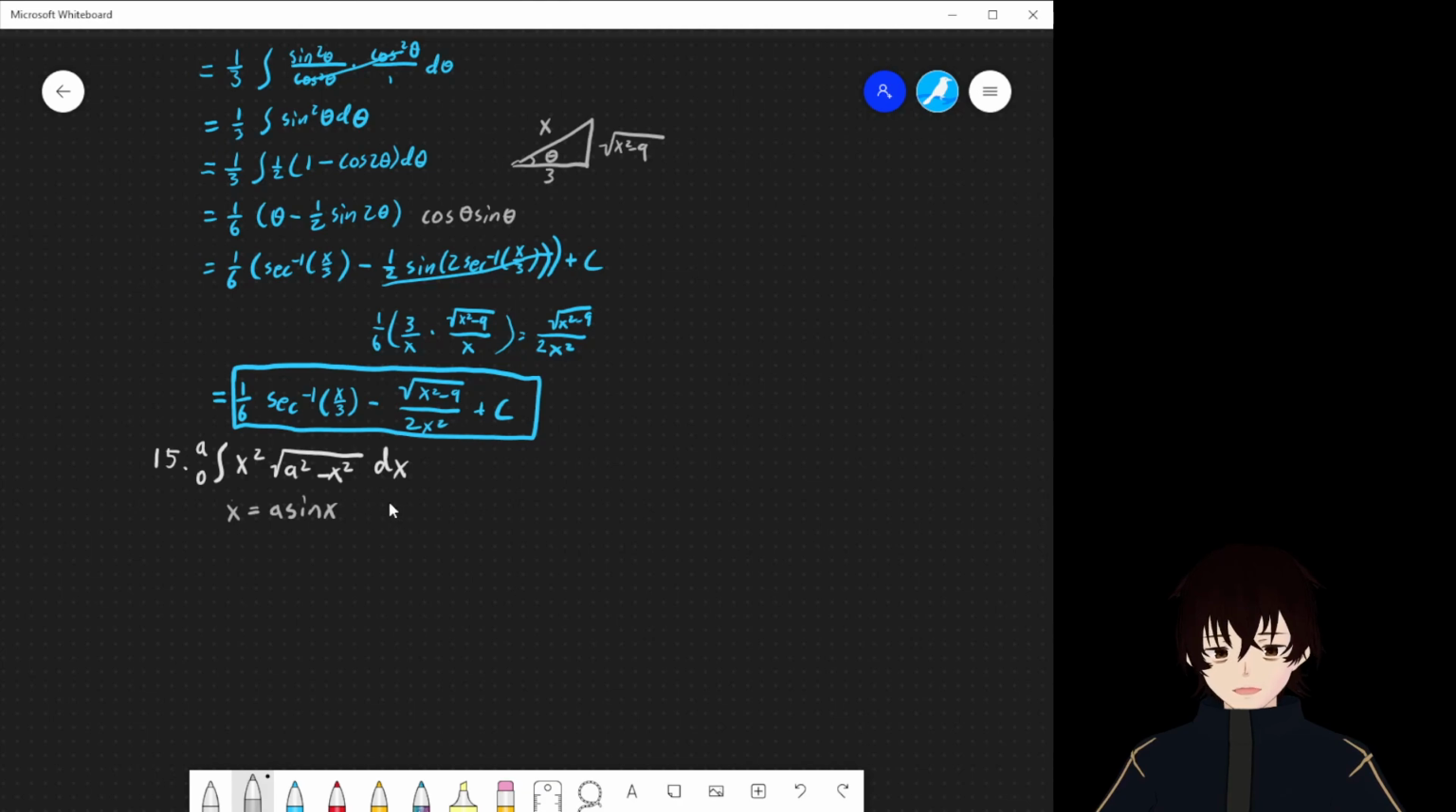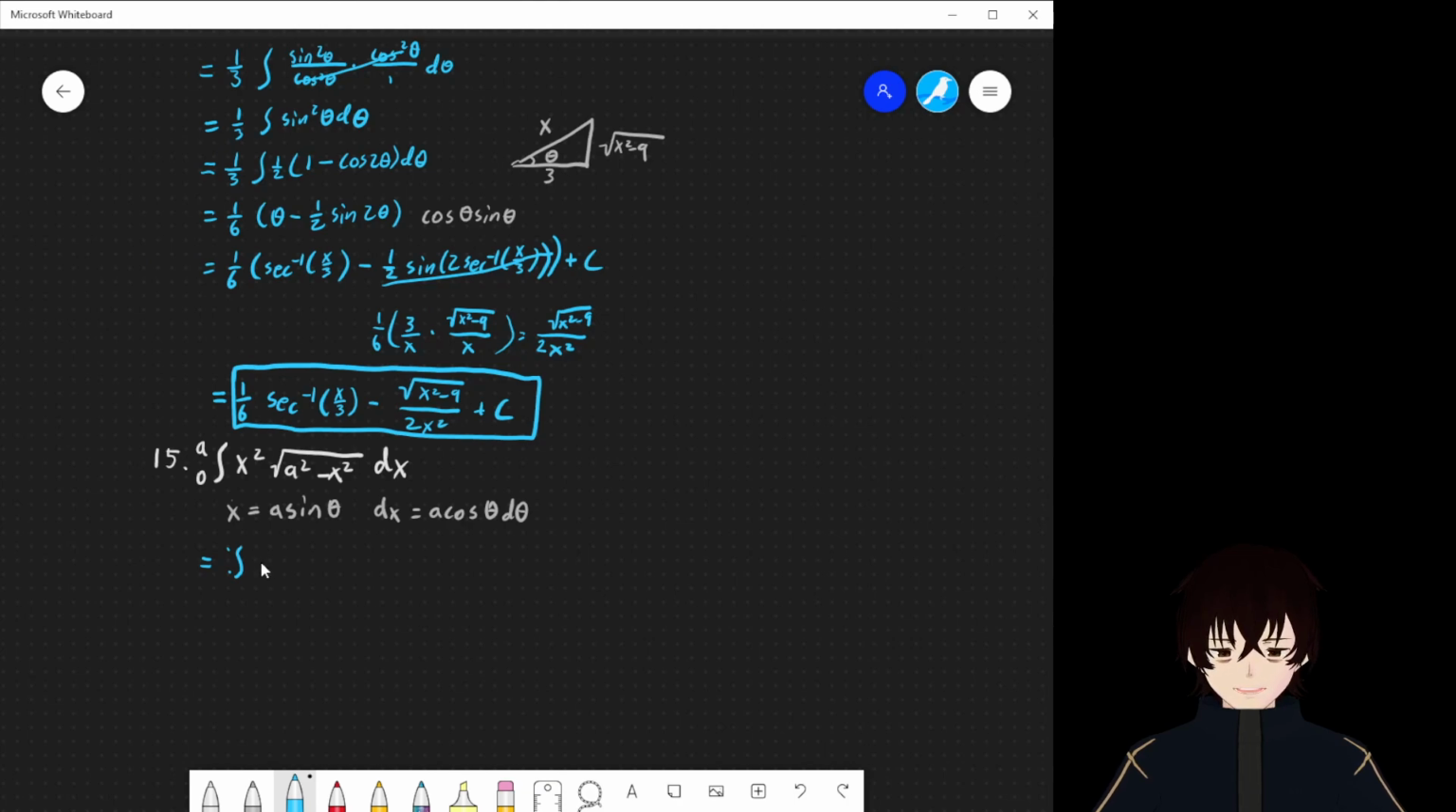I have a feeling this is going to be one of the trickier questions, because it's either really tricky or really easy. dx will be a cosine theta. And if we rewrite the integral, I made a really dumb mistake. I don't know what I'm thinking. I'm just writing and I don't know what I'm thinking of.